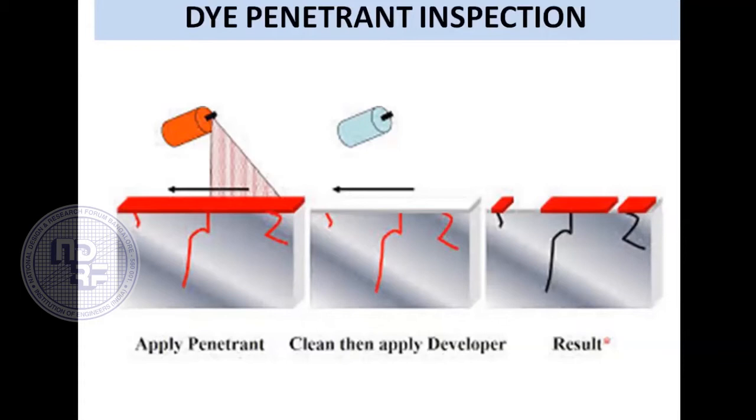The developer is something like a white chalk material. When that is applied, whatever red dye has gone into the subsurface cracks comes out on top due to capillary action and gets exposed in the form of a red color, which helps to identify any surface or subsurface cracks. This is called the dye penetrant inspection.